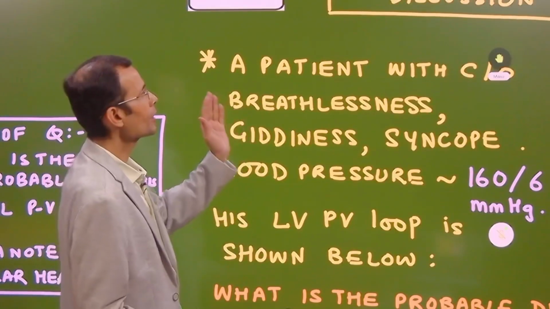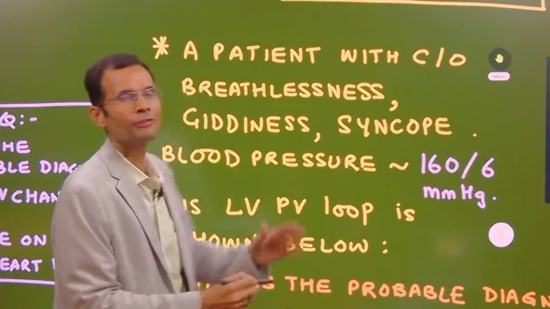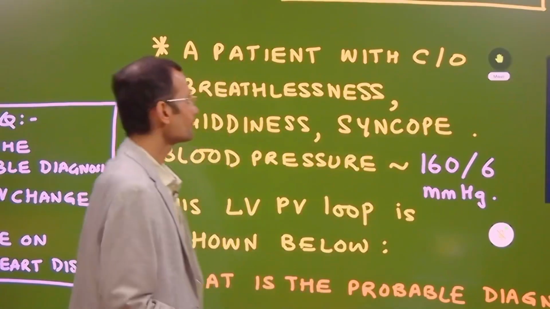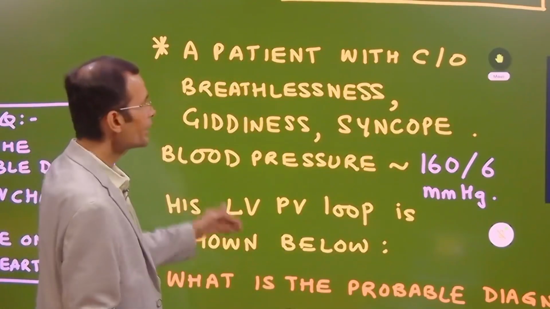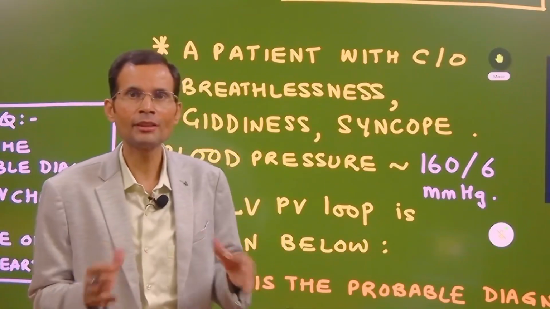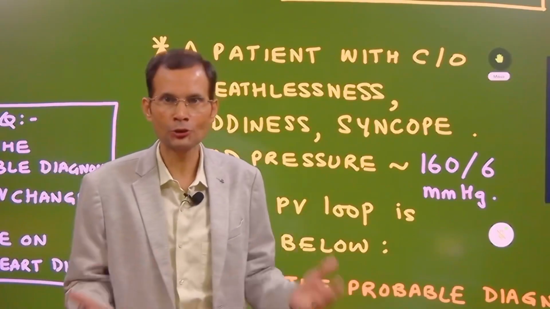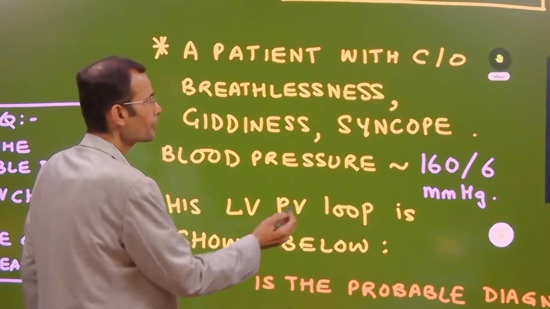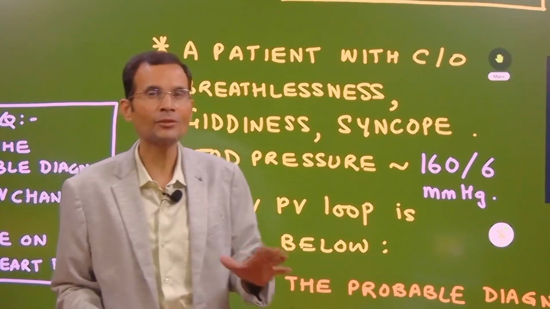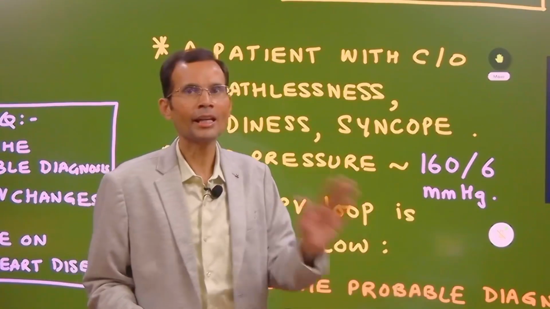A patient with complaints of breathlessness. I hope the first year students are aware this is complaints of breathlessness, giddiness and syncope. So it could possibly be a CVS related ailment or it could be respiratory system. We are not sure right now. Blood pressure 160 by 6 mm of Hg. So that gives some confirmation that this is a CVS related ailment.